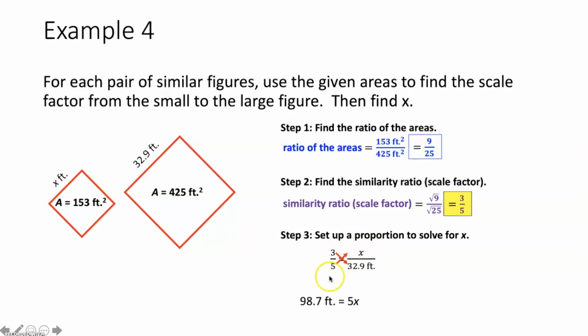So when we cross multiply, we get 98.7 feet is equal to 5x. Divide both sides by 5, we get x is equal to 19.74 feet.